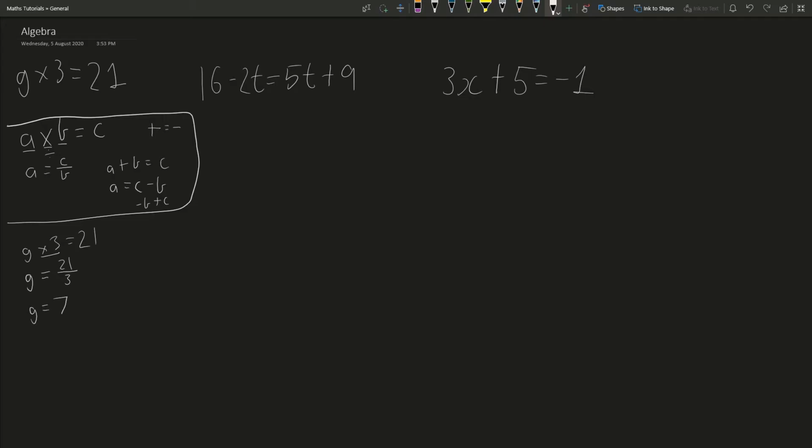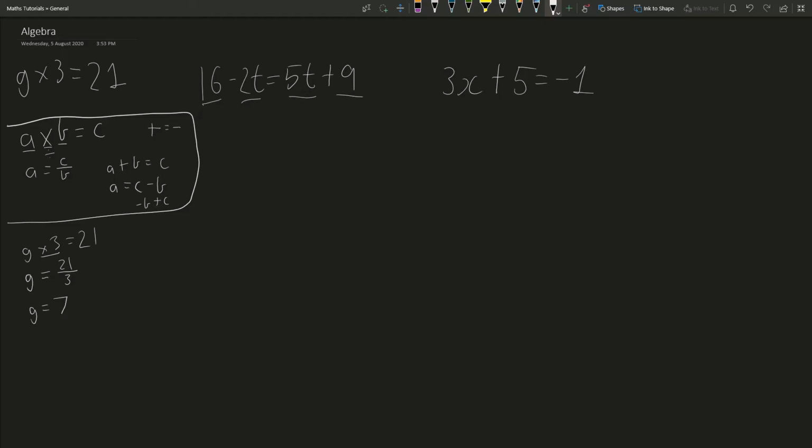Let's move on to a more complicated one. Now in algebra, you want to collect together like terms. So like terms are, for example, 16 and 9. Those are both just numerical values. So any numerical values you can combine together. We also have negative 2t and 5t. Those are like terms because they have t on the end and they also have a numerical value before them. Again, there's other like terms down the road, but let's just keep it simple for now.